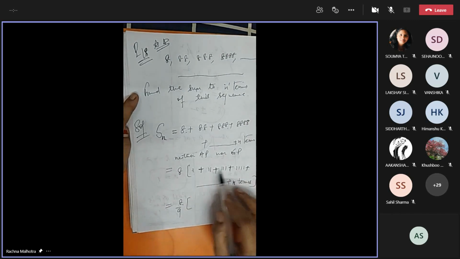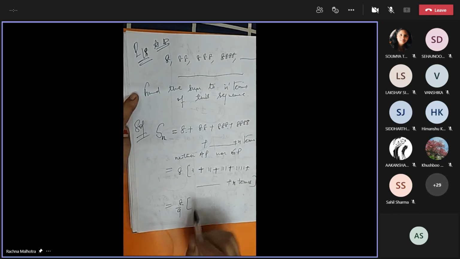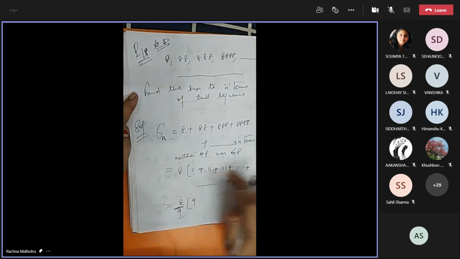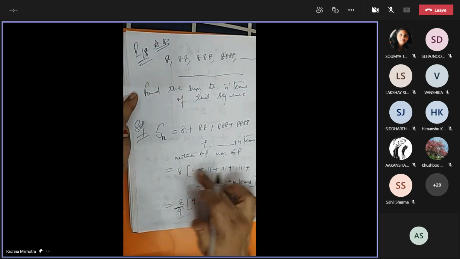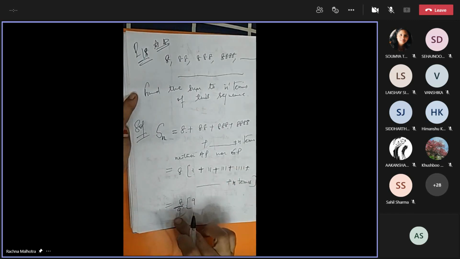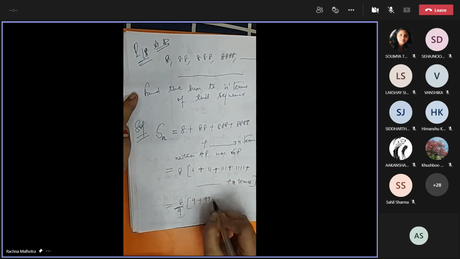So this is 1, 11, 111, 4 times 1 means 1111 till n terms. Now multiply by 9. So I will divide by 9 also. If I am multiplying, I will divide also. So divide all the terms by 9 and multiply all the terms by 9. So 9 plus 99 till n terms.